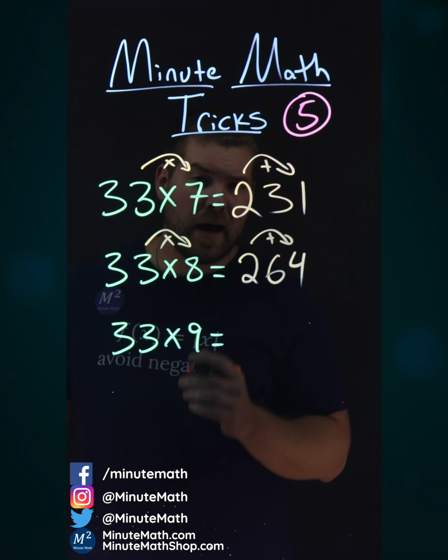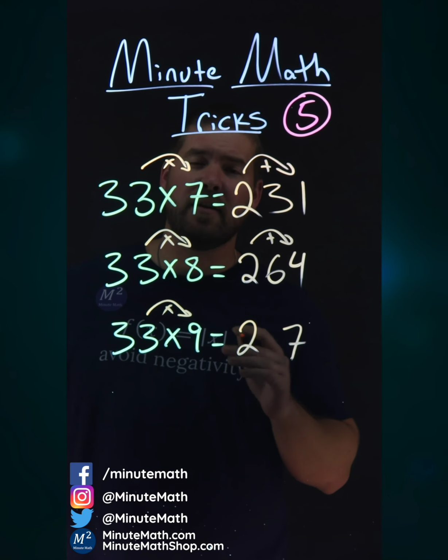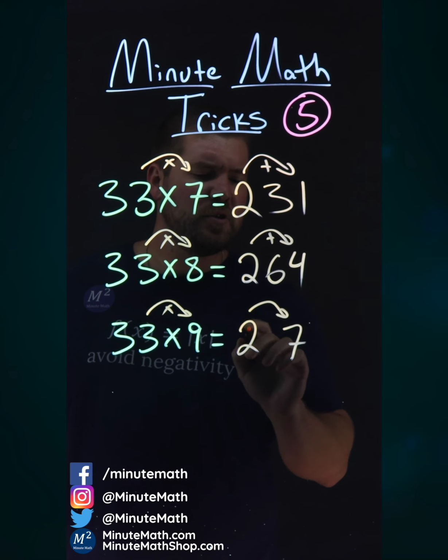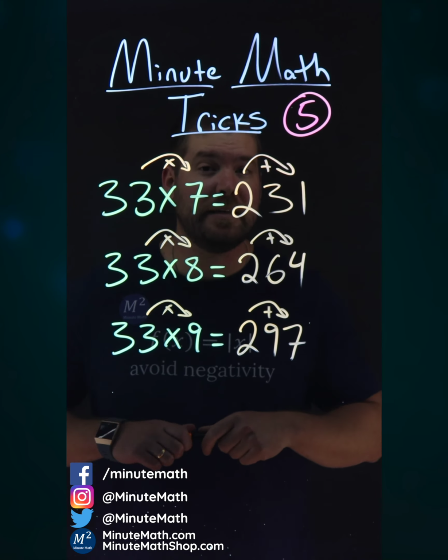And lastly, the pattern is still the same. 3 times a 9 is a good old 27. Everything's a good old something. And then 2 plus a 7 is a 9. And so 33 times 9 is 297.